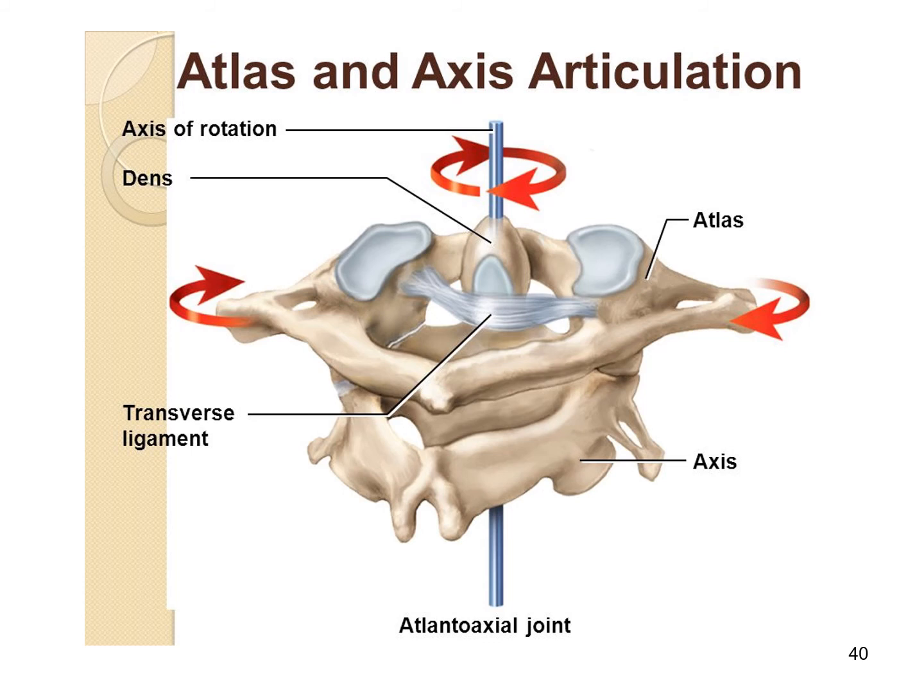So just take a moment and review that upper cervical spine anatomy in terms of the articulation between the atlas and the axis, the position of the odontoid or the dens, and what the transverse ligament's role is in securing that.